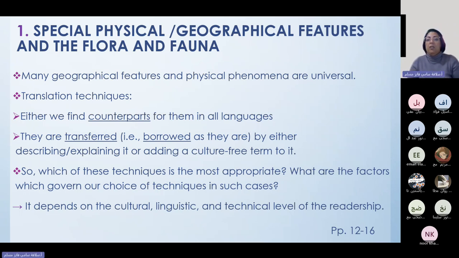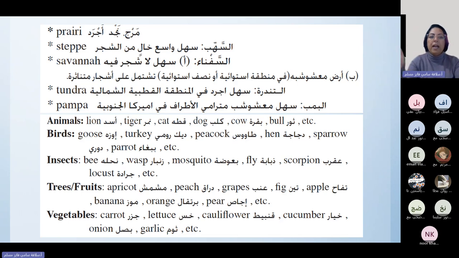So as we said, which technique is the one that we use? There is no concrete way. You have to see the recipient of your translated text. Are they highly educated? Are they medium-level educated? Will they understand تلفاز or will they understand تلفزيون? So it's up to the translator to choose the correct way to translate a text. It all depends on the cultural, linguistic, and technical level of the readership. It depends on your readers. Okay, let's take an example.